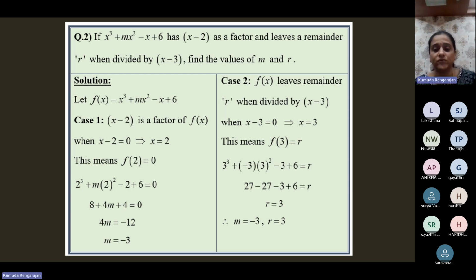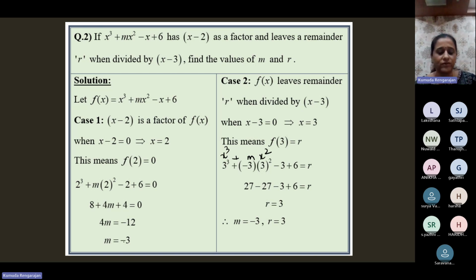All right. So this is f of 3, x cubed, so 3 cubed, then plus m into x squared. Now we know the value of m at this point. So what is m? Minus 3. So minus 3 into x squared. What is x? 3, right? F of 3, so x is 3, so 3 squared. See, this is x cube. X is 3, so 3 cube plus this is mx squared.